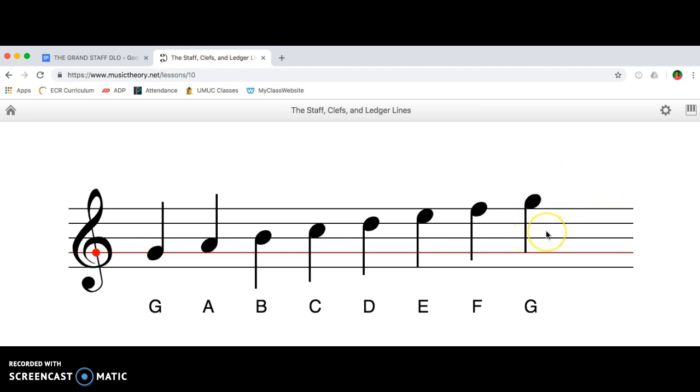Now we are going to introduce ledger lines. This is a ledger line. It is a small line that extends the staff when we run out of room. With the ledger line drawn, we can place the A. So you see here that when we got to G, we went back to A.